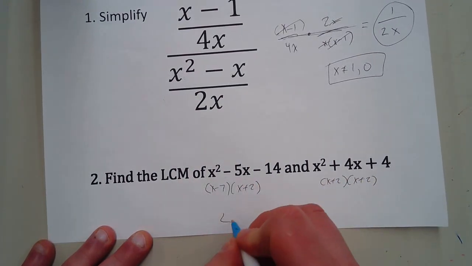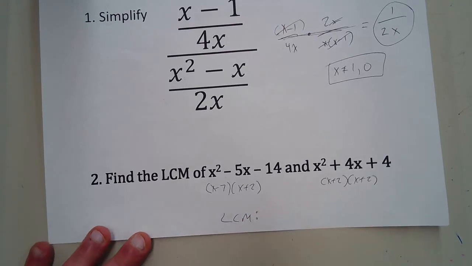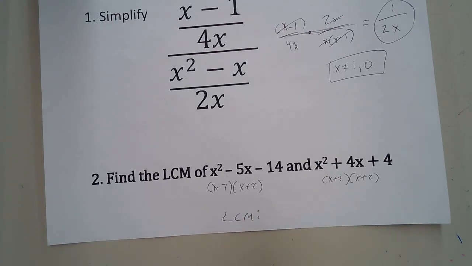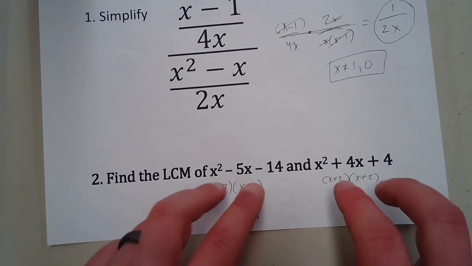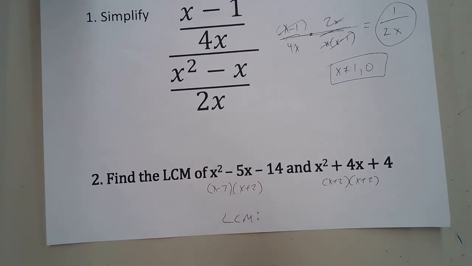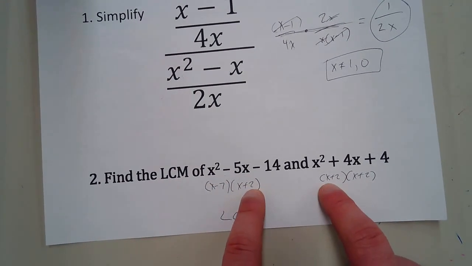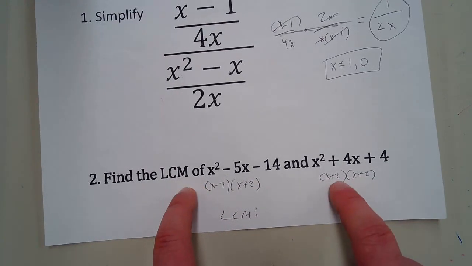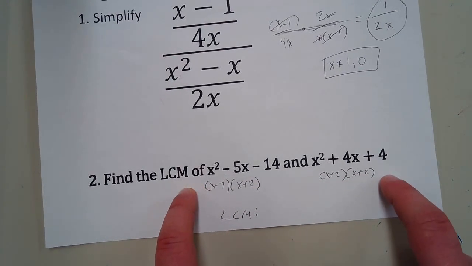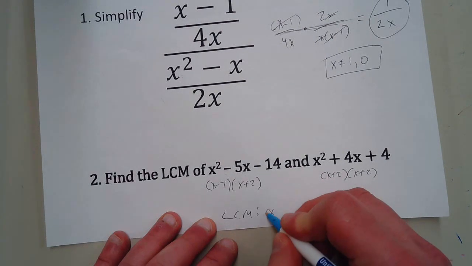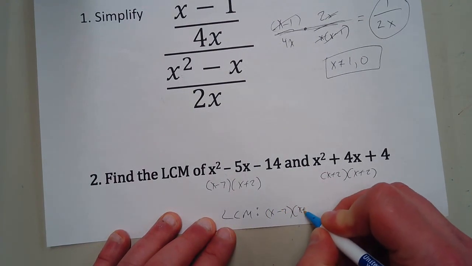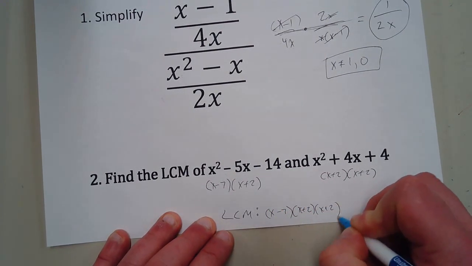All right, so in terms of our LCM, what we need here is what would the common denominator be? Like, what would we need to make the common denominator if these were the two things in the denominator? And so basically you'd look at it and be like, well, they both have an x plus 2, but this one needs another x plus 2, and then this one's going to need an x minus 7. So our LCM really is just going to be x minus 7, x plus 2, x plus 2.